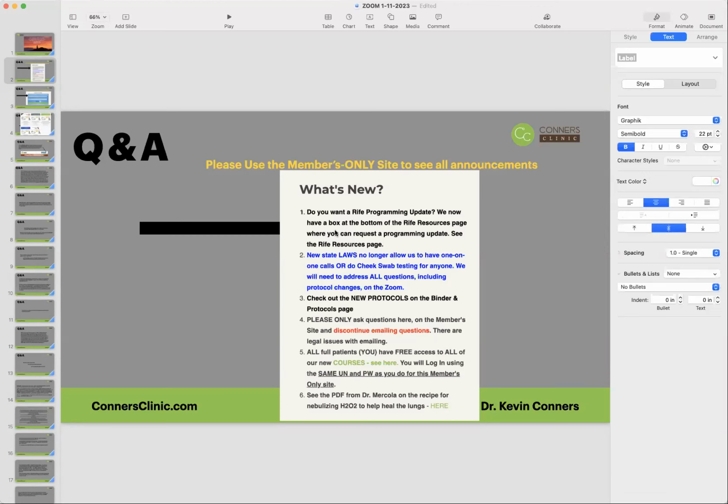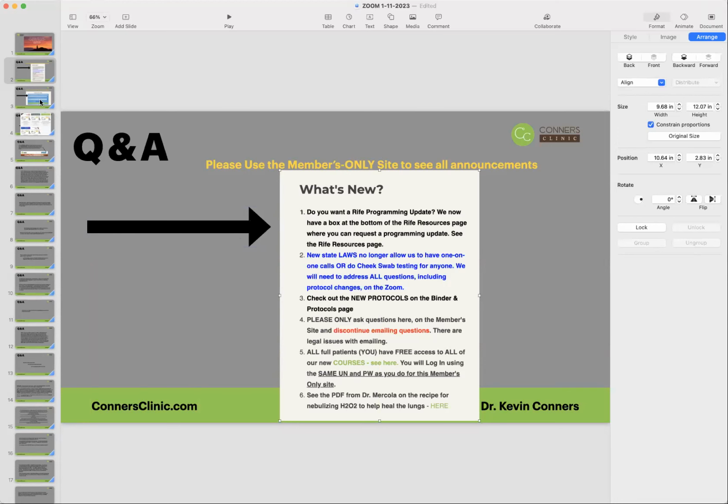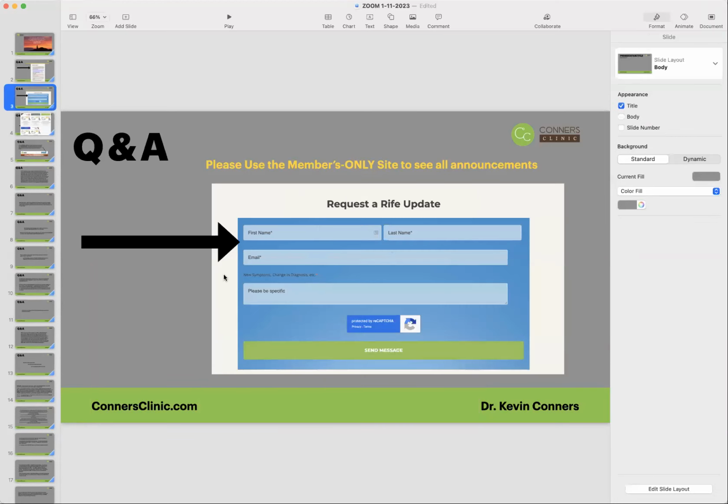On the Rife resources page, you'll see this box right here. This is the request a Rife update box. Fill that out. Just put your new symptoms, change in diagnosis, what you want changed. Probably the most common reason why people want to update their Rife is they're doing better and they want to add some different programming for some comorbidity, like maybe they have candida and they would like to deal with that now. Whatever you want, you can ask for that.